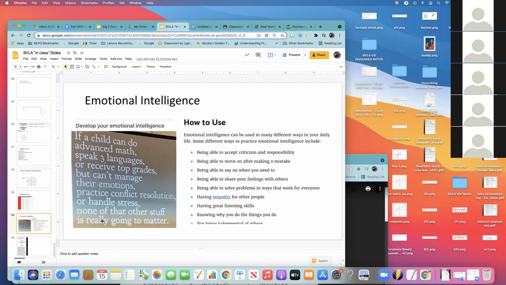Sometimes you need to say no. Can you say no when you really need to? Like, can you set boundaries? Are you able to move on after making a mistake, or does making a mistake bother you so much that you can't do it anymore? What if somebody gives you some criticism or feedback? Do you have empathy for others? Can you understand what other people feel?